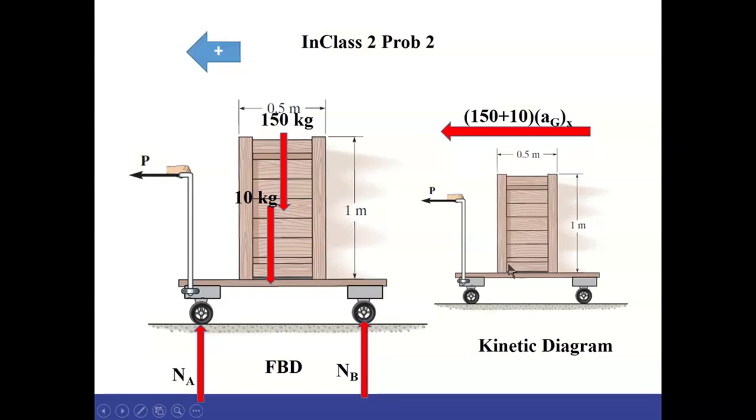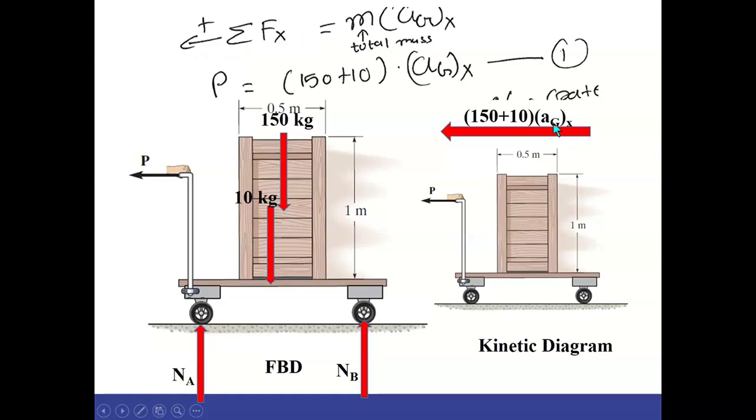As a result, the system, that is the crate plus cart, moves left with the acceleration a_gx. This is the x component of the acceleration, and this is the total mass, which is 150 kilograms plus 10 kilograms. So (150 + 10) a_gx. We assume that going left is positive along x for this problem, because if we do that, then we don't get any negative numbers for the acceleration.